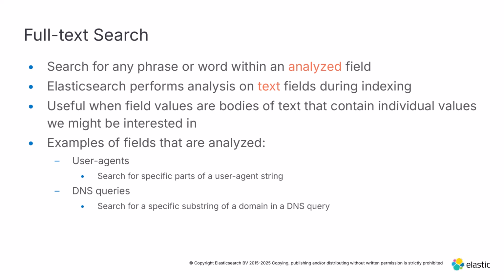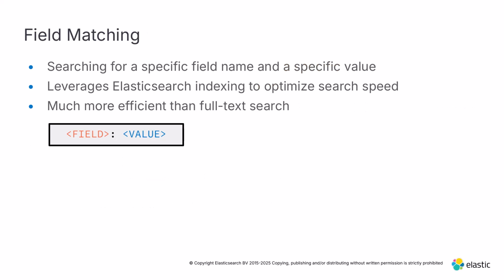Also, another example would be DNS queries. The values of these fields can be quite long. Maybe we just want to find a specific version within a user agent string or just a specific substring of a domain in a DNS query. Full text searching requires more index resources and can slow down search speed. Searching for a specific field name and value is going to be a lot more efficient than using the query bar like a Google search. Field matching leverages Elasticsearch's indexing to optimize search speed.